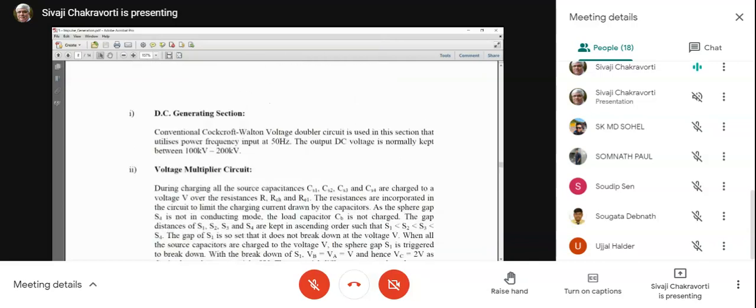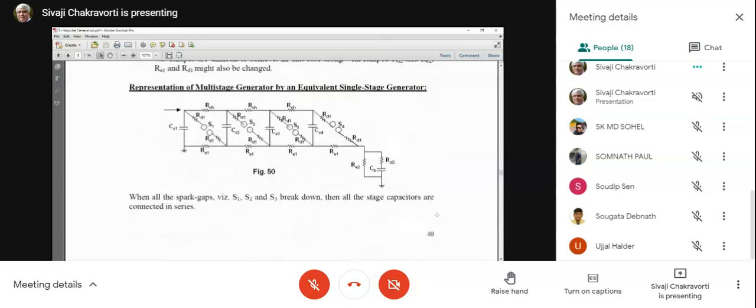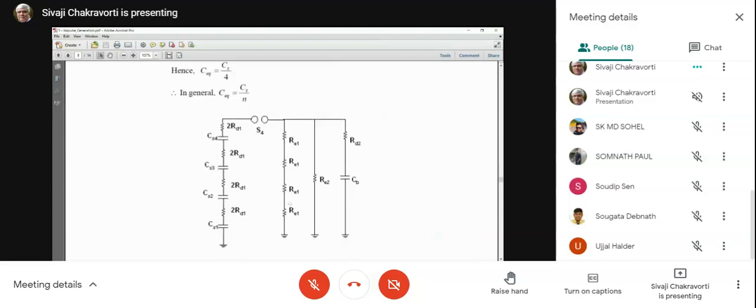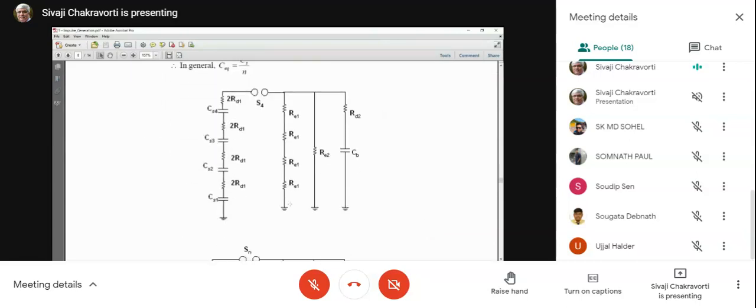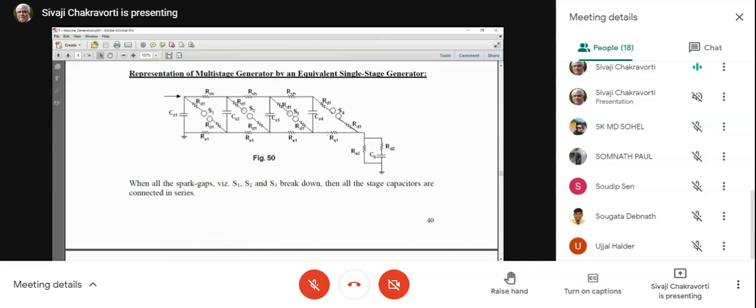So these are the three sections which have been already explained. But now we have to put forward an equivalent circuit. So now here it is shown, that is the circuit that comes from the previous one. But now when it fires, that is, the gap fires, then what happens? The 4 CS come in series. That means these 4 capacitances come in series, and then 2 RD1 come in series also.